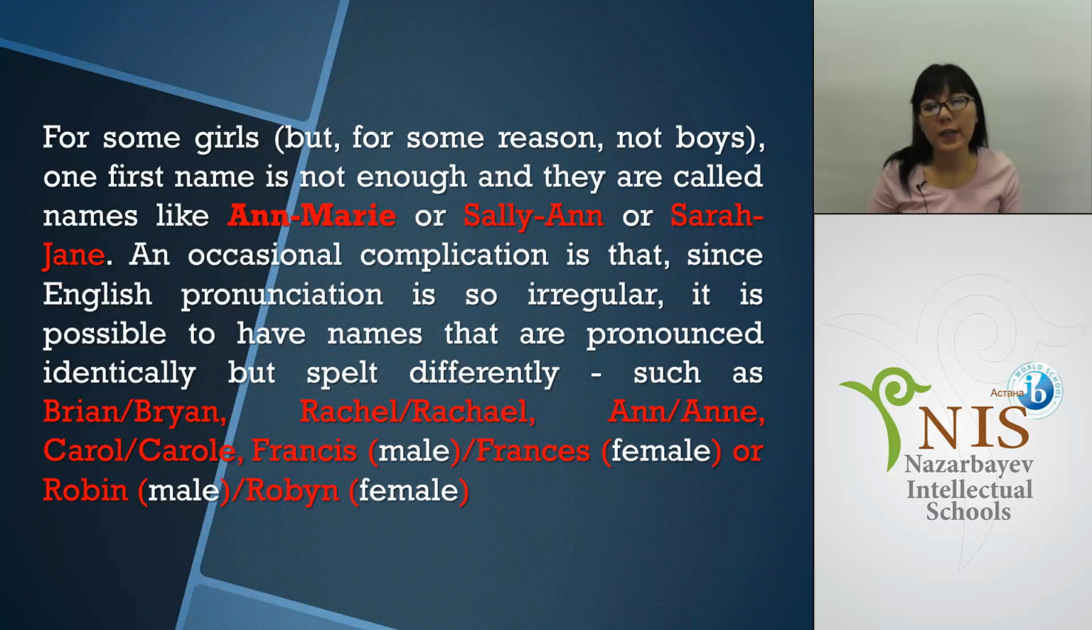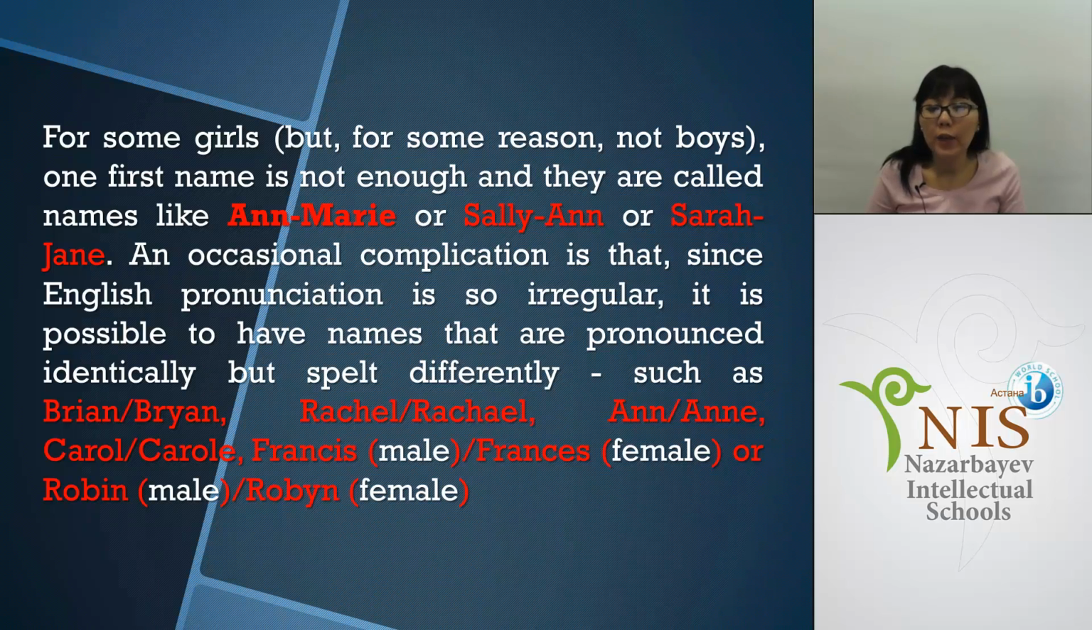And here appear names like Anne Marie, or Sally Ann, or Sarah Jane. An occasional complication is that since English pronunciation is so irregular, it is possible to have names that are pronounced identically but spelled differently. Such as Brian, which sounds like the same Brian, but you can see the spelling is different, I and Y.